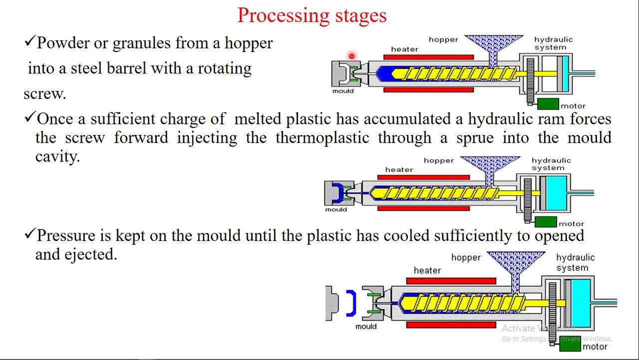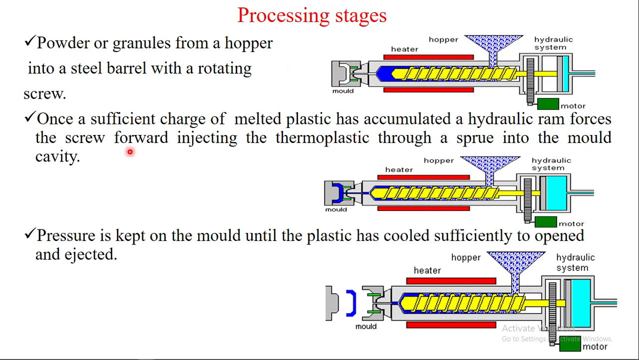Processing stage, injection molding process stage. See this one, the powder or granules from the hopper. The powder of the plastics is fed into the reciprocating screw. These screws are rotating due to the motor. The motor is here, and it transfers power from this one to this one. The screw rotates 360 degrees inside the steel barrel. This one is the steel barrel with the rotating screw.